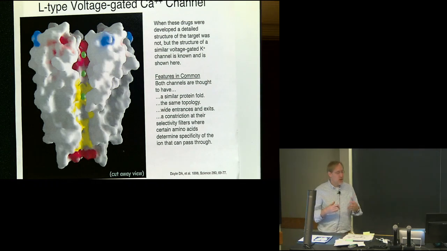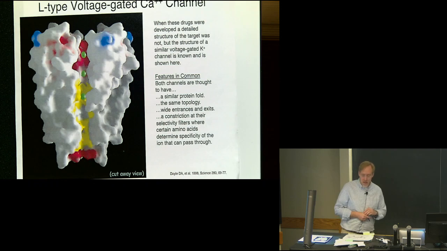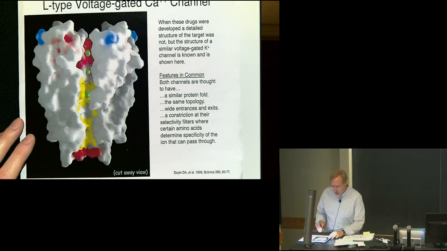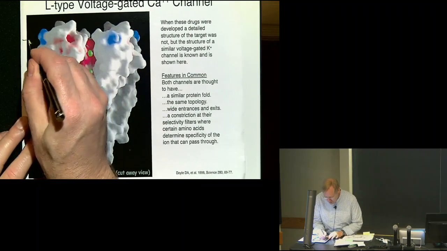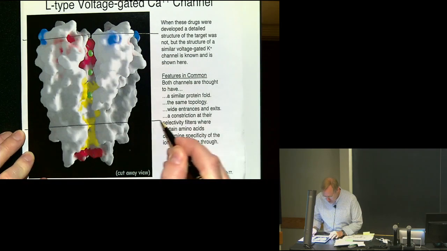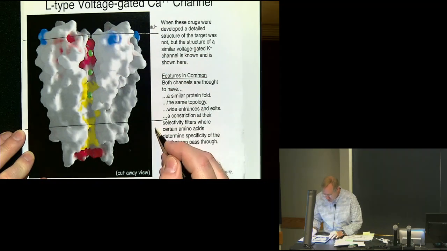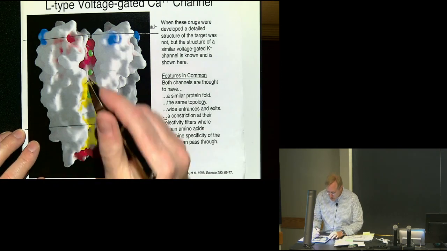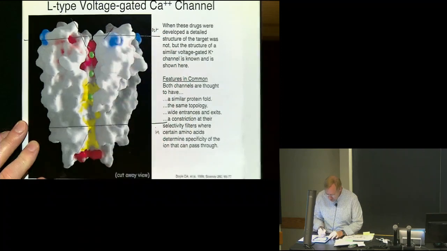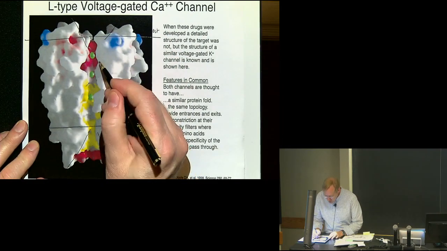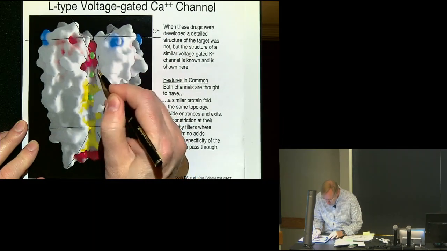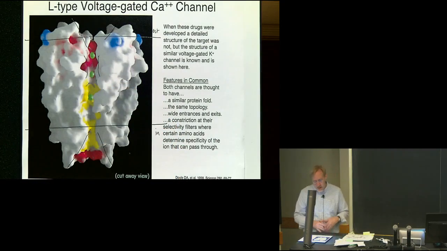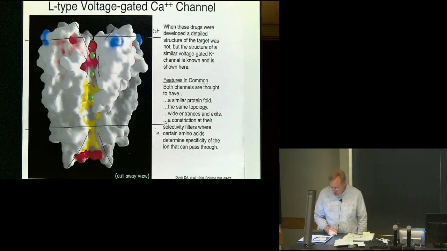So the idea was, well, probably based on sequence, because they're kind of similar, we think the calcium ion channel might have some structural similarities. And here's kind of a cutaway view. If you imagine here's sort of the plane of the membrane, this is kind of the outside, this inside. Both were thought to have kind of a similar protein fold, kind of wide entrances and exits. And they're thought to constrict in the middle, have a very narrow spot that gives the selectivity for what types of ions can go in and through the channel.